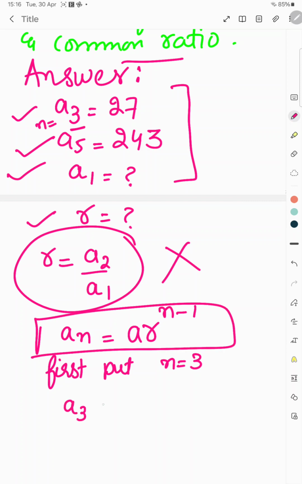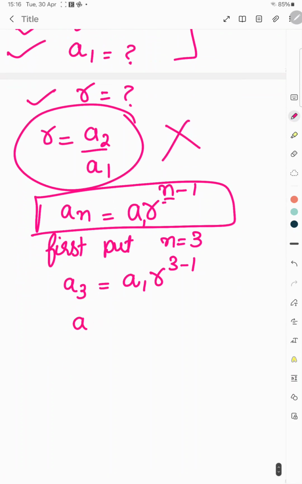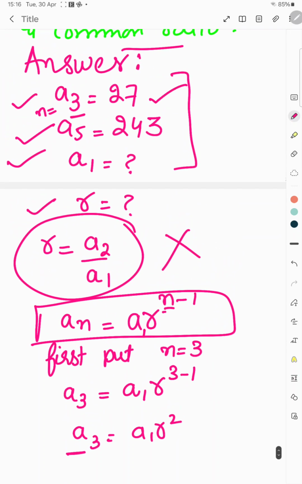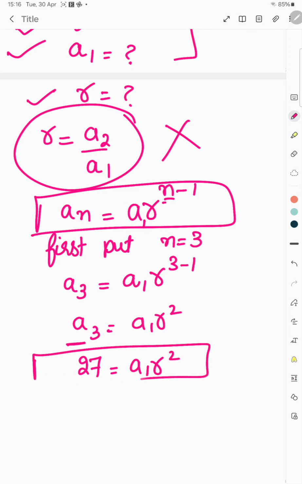So here we will get a3, a1, as a1 is not given, r is also not given, and instead of writing n we will write 3 minus 1. So what we get here, a3 is equal to a1 r square, where a3 is equal to 27 as it is given. So I will write its value here and I will just name this as equation 1.